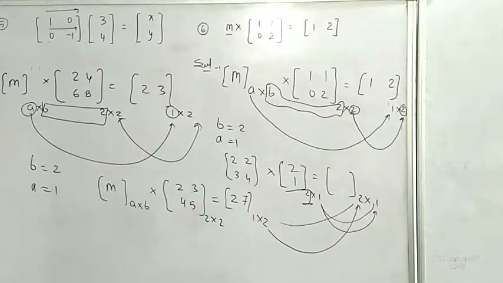Ajay, please check your answer properly. B is equal to 2, very good. And what is the value of A? A is equal to 1, very good Ajay Negi. A is equal to 1 and B is equal to 2. Okay, next, any more?